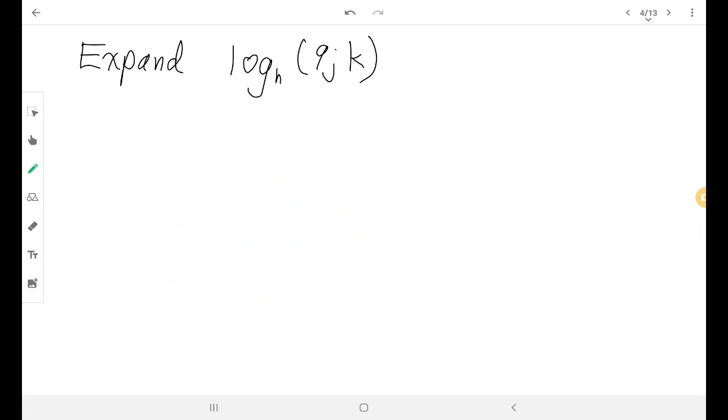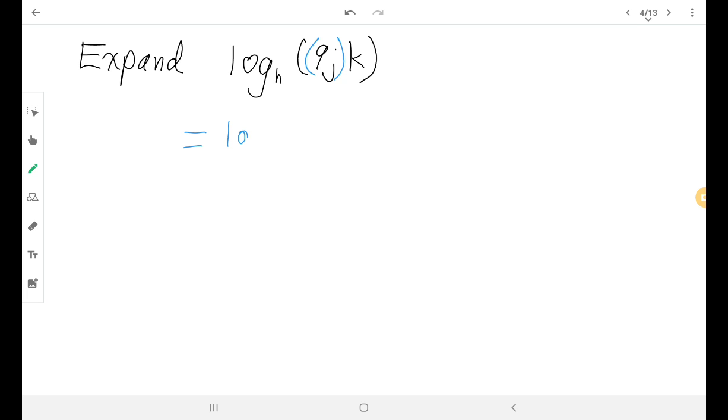Okay, there being no questions, I'll move on. Let's talk about expanding this one. We've got 3 multiplications going on. So let's isolate it into 2 parts first, and then we'll expand beyond that.